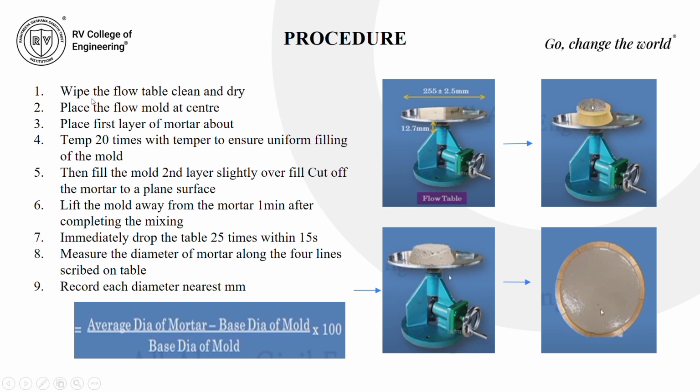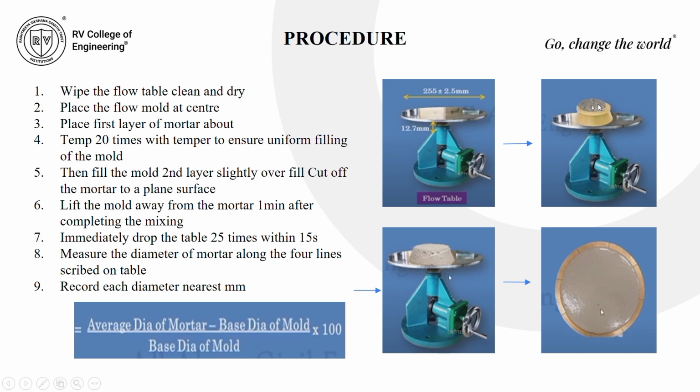This is the procedure. The first step is to wipe the flow table clean and dry. This is the table; we have to clean and dry it initially. Place the flow mold at the center. This is the mold, placed at the center. Then place the first layer of the mortar.